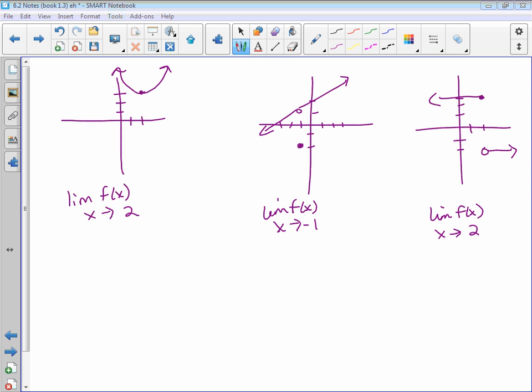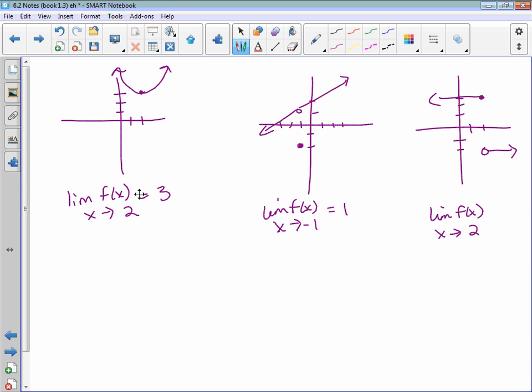So let's go through them. What do you think for the first one? What's the limit as x approaches 2? 3. Is that one easy? Okay. What about the second one? 1. Now, were you a little stumped on the third one? I haven't shown you one like this, so that's okay if it's tricky.